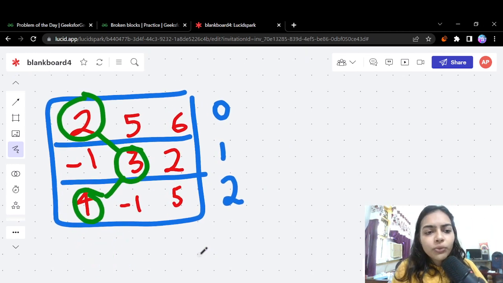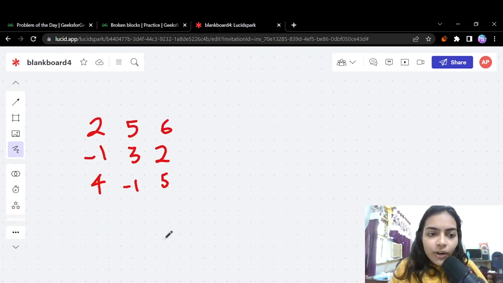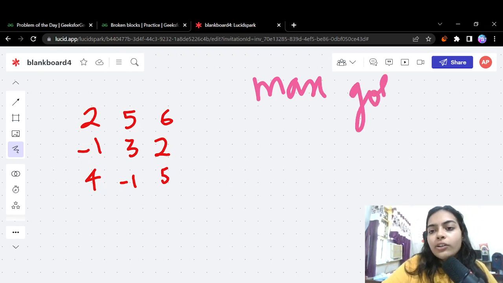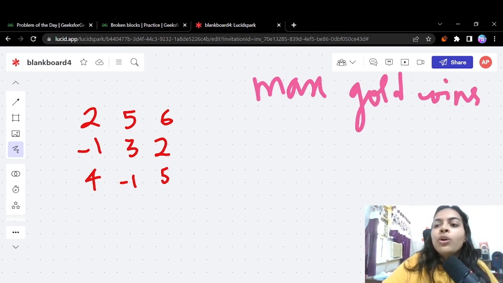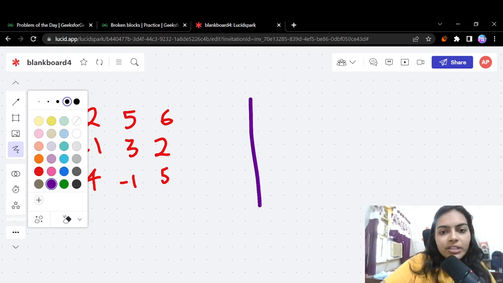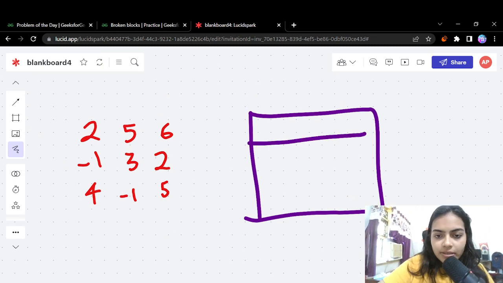So what we are going to do is simplify the question. At each step, you have to find the maximum gold coins that you are collecting, right? That is what we will do. We are going to take one matrix. Let me take one matrix. I am going to write the same values as I have on the right side.